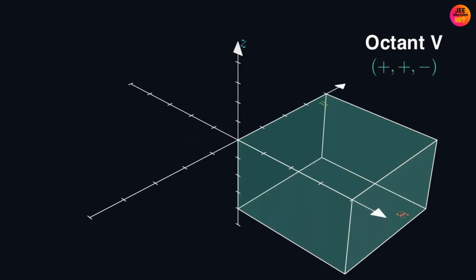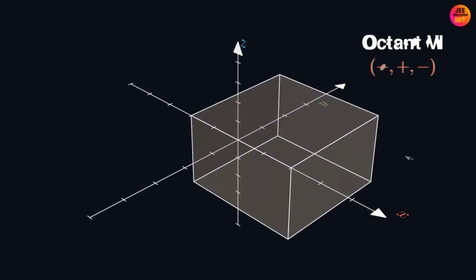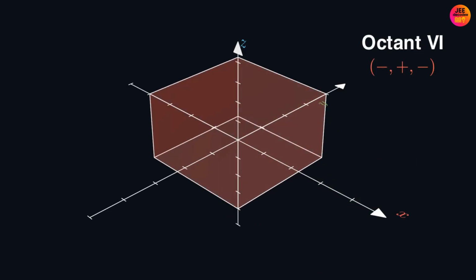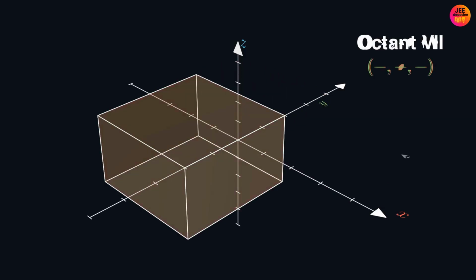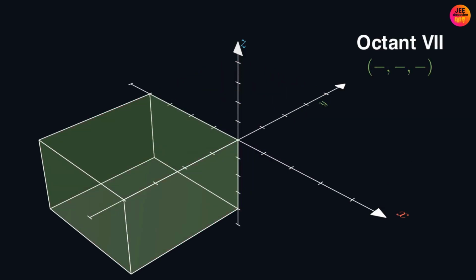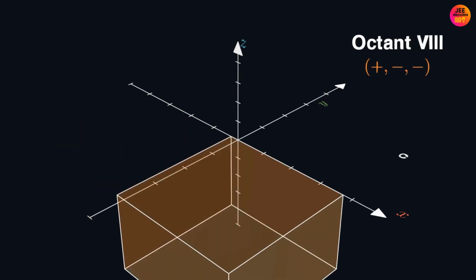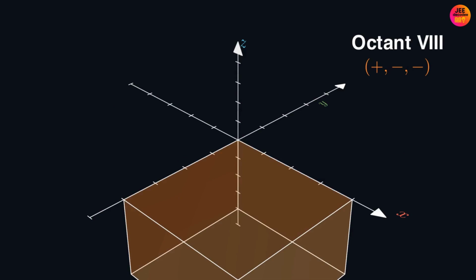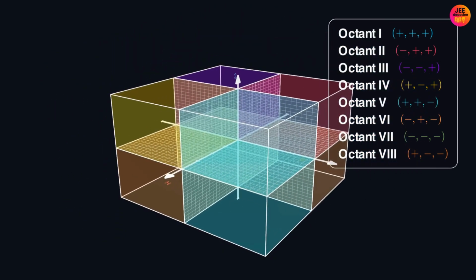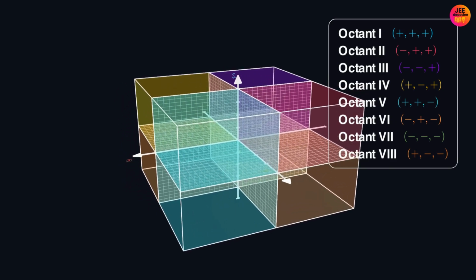Now for the basement. Directly below octant 1 is octant 5. It's exactly the same, except now we are below the floor, so z becomes negative. Plus, plus, minus. The pattern continues downstairs. Octant 6 is below octant 2. Octant 7 is the opposite of octant 1. Everything is negative here. And finally, octant 8, completing our tour. Plus, minus, minus. Remember, the x and y signs tell you which corner you're in. And don't memorize the table, just visualize it.